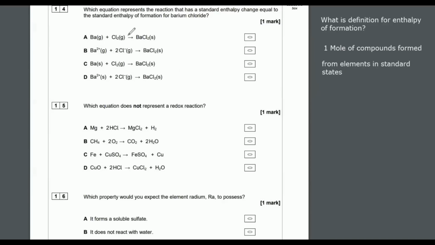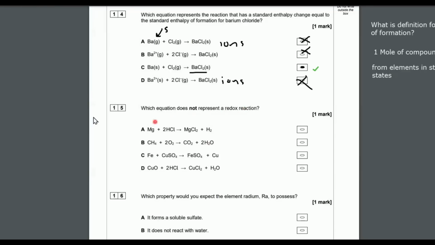Like, for instance, let's look at the first one. It's got barium as a gas. Now, is barium a gas? What kind of element is barium? It's a metal, so it's a solid at room temperature. So that's wrong. And then we've got ions in the second equation. Well, they're not elements, they're ions. So the only one that actually conforms is C, because you have barium solid, chlorine gas, and it makes 1 mole of barium chloride solid. D is an ion as well.